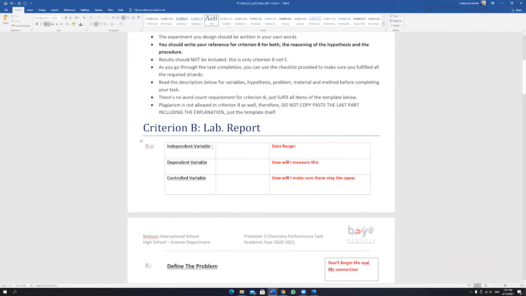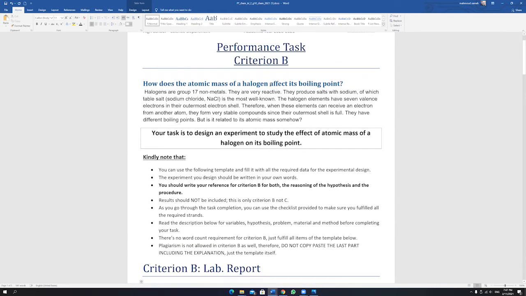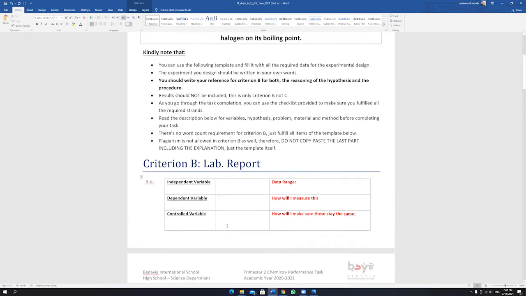So for the independent variable, you write the variable that you change, which in this question is so clear. The independent variable again is the element that you change. What do you change? And the dependent variable is what is changed according to what you changed in the independent variable. So I changed one element, and the effect of it is the dependent variable.